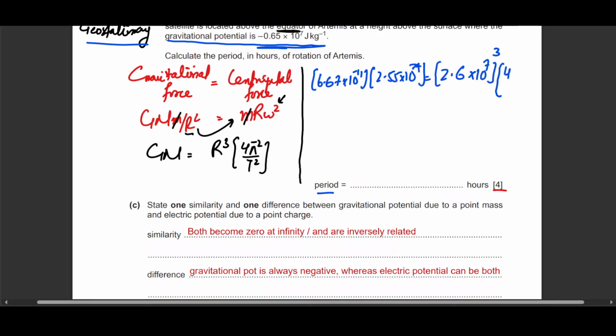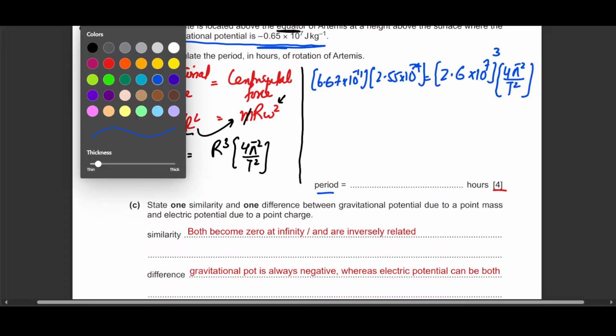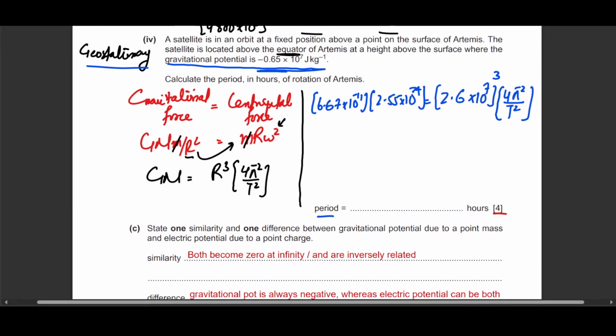Then we have 4 pi squared divided by T squared. Now, a good practice would be that if you have written this equation down, then please bring T squared over there and exchange it with this whole fraction in the denominator, right? And don't forget to take the square root at the end.